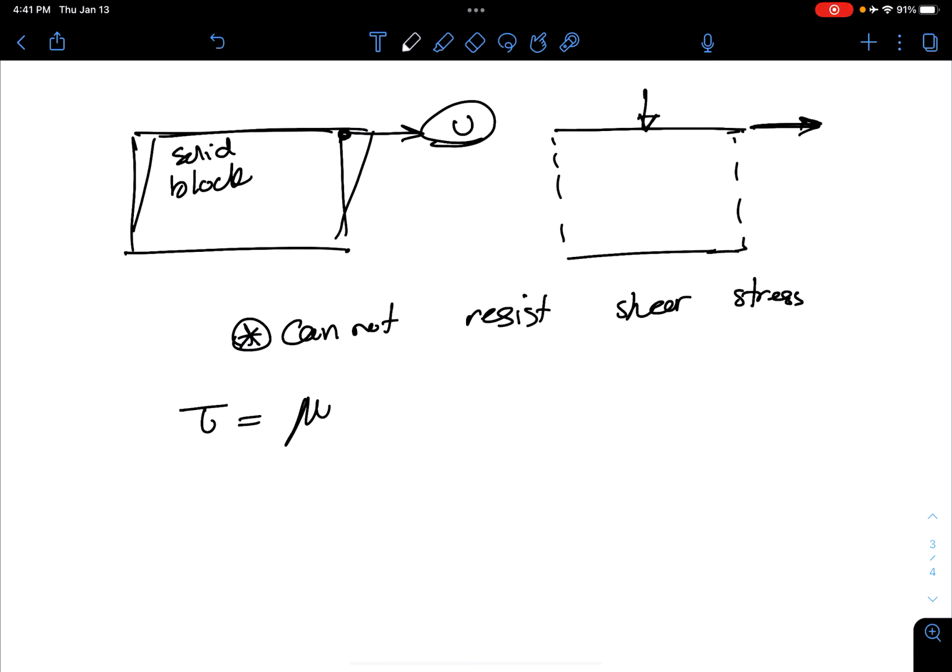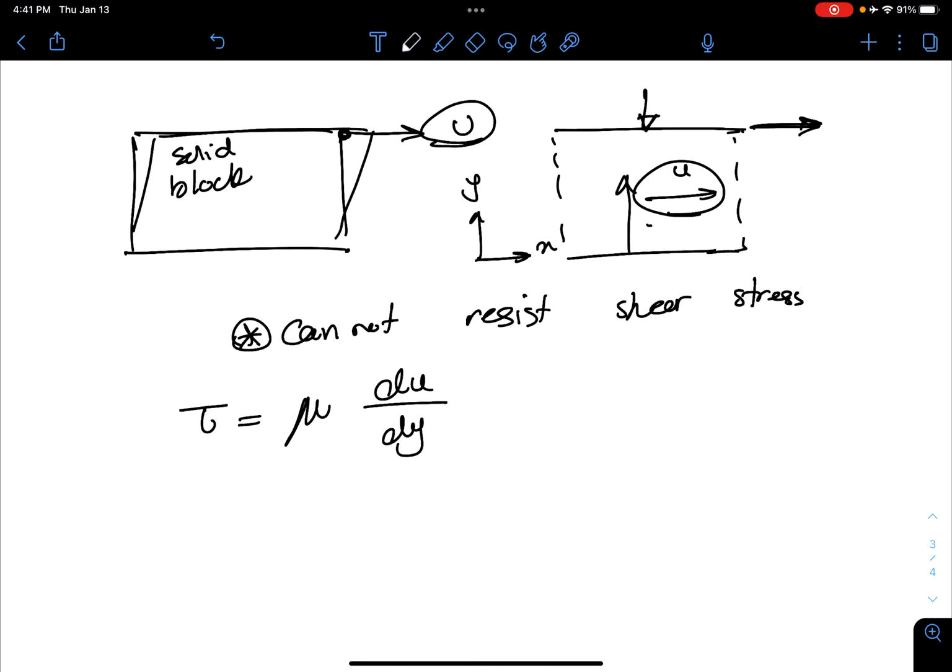It is related to the viscosity, which directly talks about the fluid's resistance to shear stress, right? And the gradient of velocity, the x-direction velocity specifically, if this is x and y, in the y direction. So the change of velocity in this direction. For this specific case, the velocity at this location is this small. It will grow bigger and bigger until it gets to this plate's velocity. So we have some sort of a change.